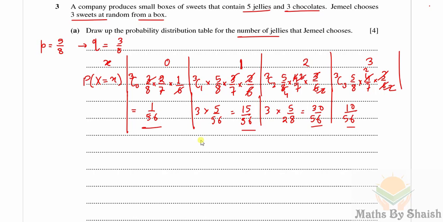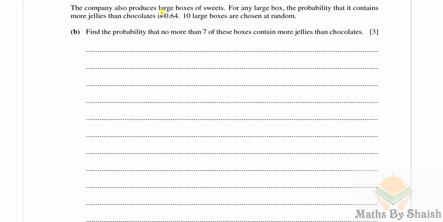Let's do the second part of this question. The company also produces large boxes of sweets. For any large box, the probability that it contains more jellies than chocolate is 0.64. 10 large boxes are chosen at random. Find the probability that no more than 7 of these boxes contain more jellies than chocolate.